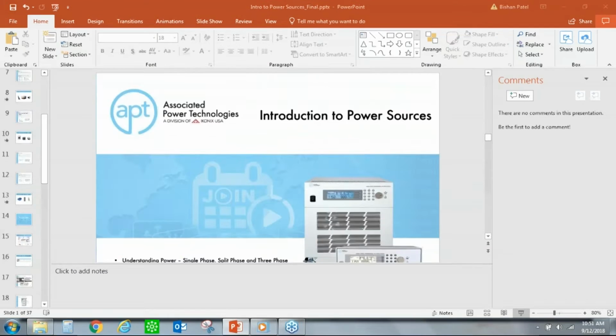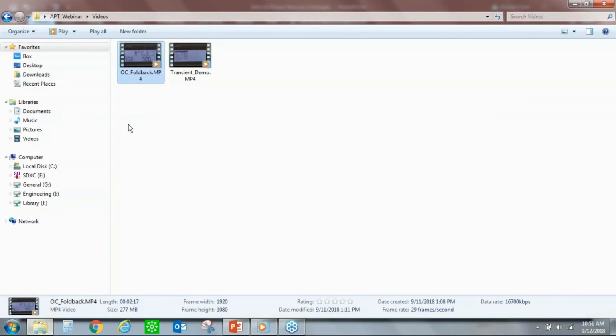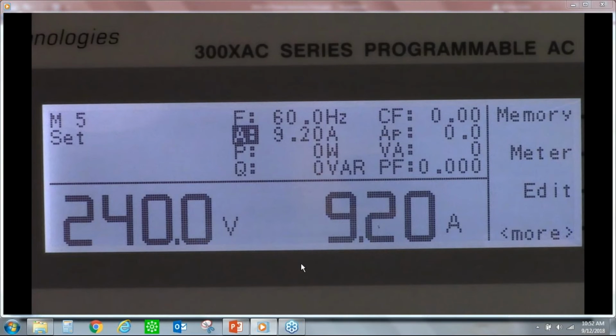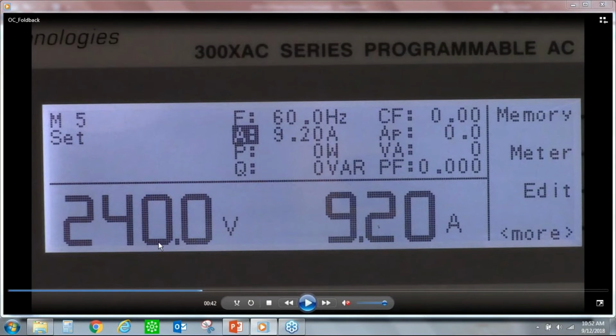So let's take a look at a demo from OC Fallback. I'm going to describe the functionality. What we have here is a front screen of our 300 XAC series. This is a 2 kVA power supply, so obviously it allows you to run a test and provide up to 2 kVA of power. We have set the output to 240 volts. The max current available at this voltage will be 9.2 amps.